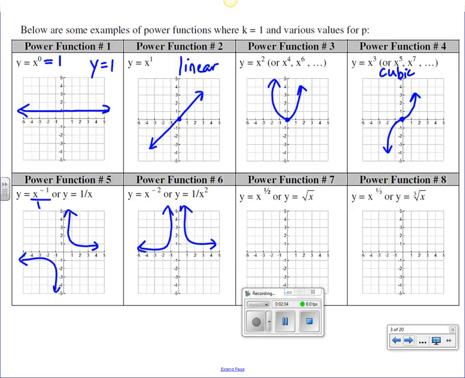All right, x to the 1/2, remember power over root turns it back into the square root. And we talked about this last week. Its graph looks like this. And the last one, the cube root, remember it's like a cubic that's been twisted. Looks like that.